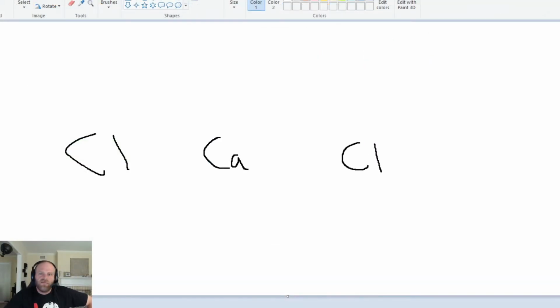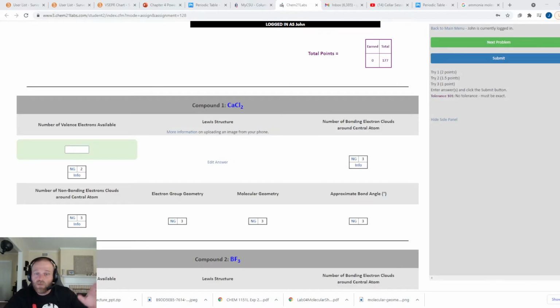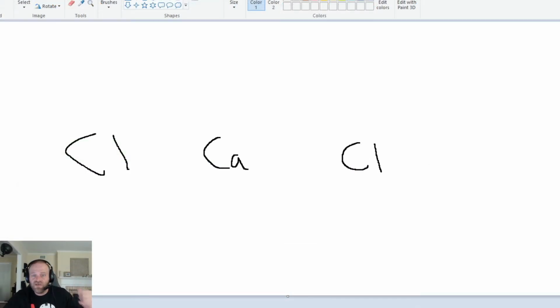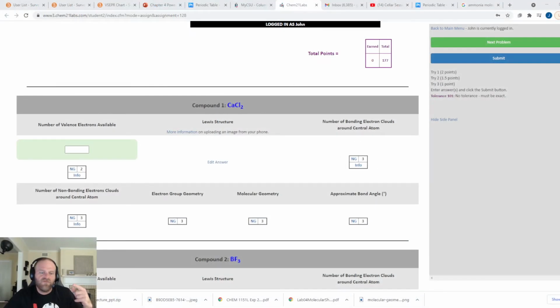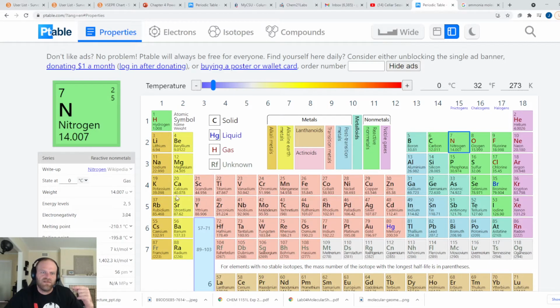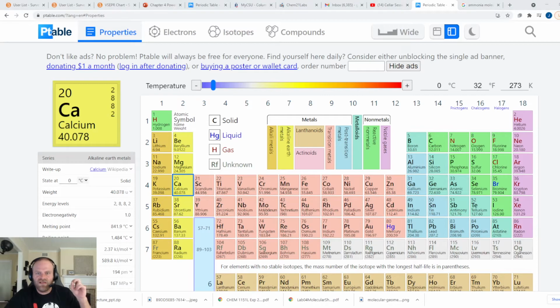So before I do that, let's get the total number of valence electrons, right? I have a calcium and 2 chlorides. I know from what I just did that the chlorides each will have 7, and then I can go to my periodic table and find out how many calcium has. Calcium has 2, right? Group 2, so 2 valence electrons.